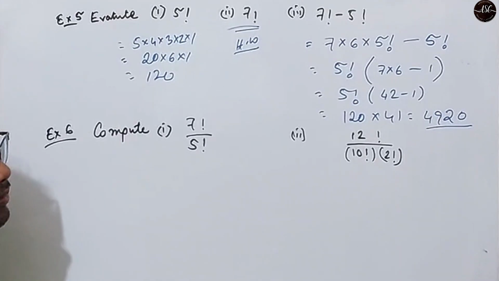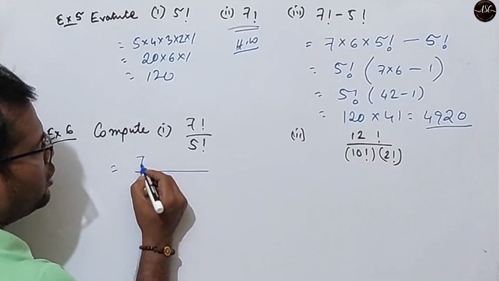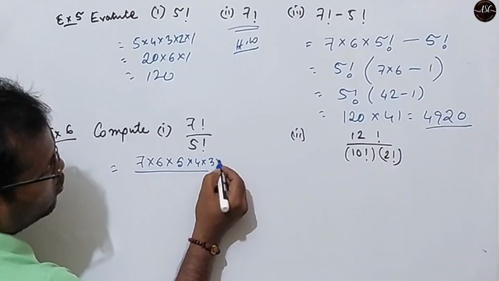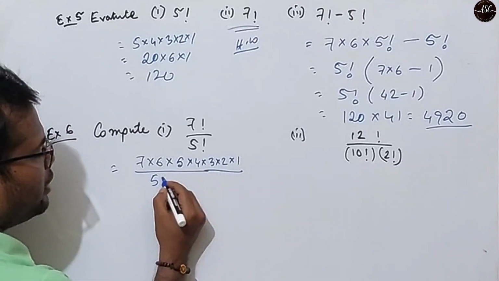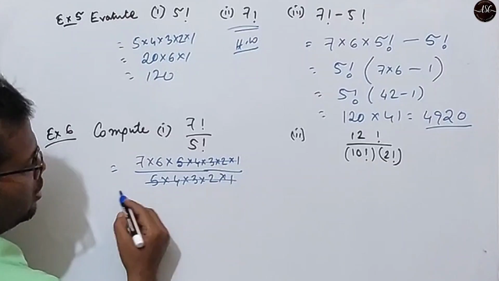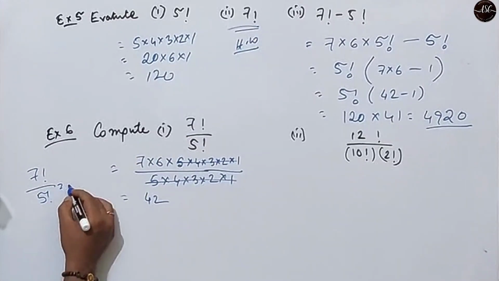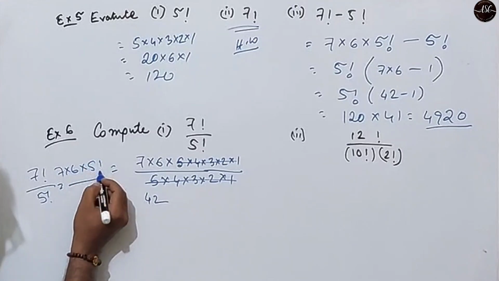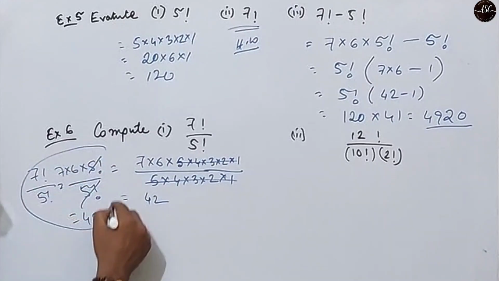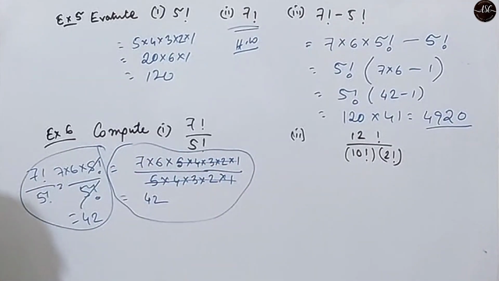Look at this example. Compute 7 factorial divided by 5 factorial, 12 factorial divided by 10 factorial into 2 factorial. 7 factorial equals 7 into 6 into 5 into 4 into 3 into 2 into 1, and here 5 into 4 into 3 into 2 into 1. Cancelling, we get 42. There is another way: 7 factorial by 5 factorial equals 7 into 6 into 5 factorial divided by 5 factorial. Cancel out 5 factorial, we get 42. This is one process and this is another process. What you choose depends on you.